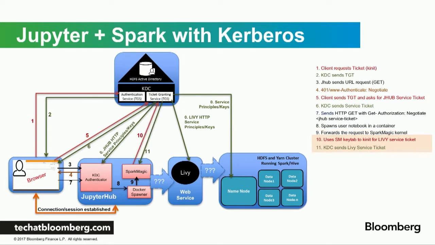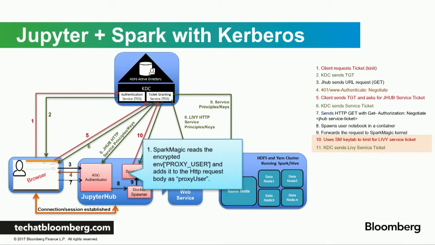Then the spawner is going to send the request to Spark Magic. Now, Spark Magic needs to communicate to Livy, which means Spark Magic has to get authenticated against Livy. In order to do that, Spark Magic is now going to talk to the ticket granting service and tell it, hey, I need a ticket for talking to Livy. The TGS is going to send the ticket.